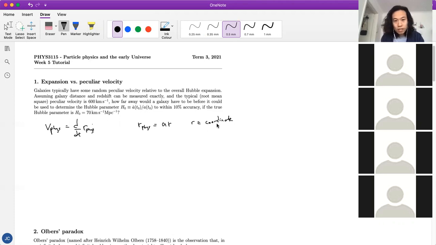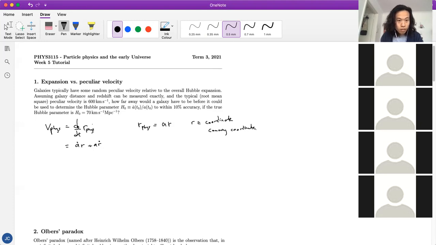Either you think of the coordinate distance or like the co-moving coordinate. So as the universe expands and this scale factor a changes, physical distance changes, but the coordinate distance stays the same. So it's like co-moving distance, coordinate distance, however you want to think about it. But okay, putting these in here, then you see that with the chain rule, you just end up getting a dot r plus a r dot.